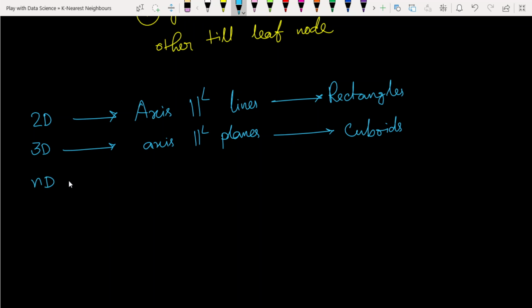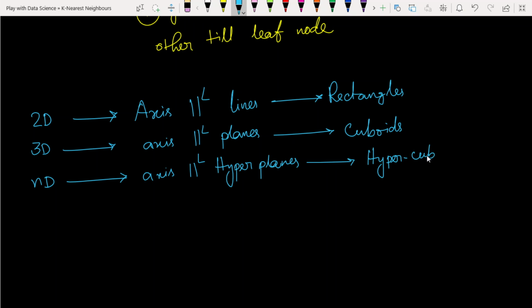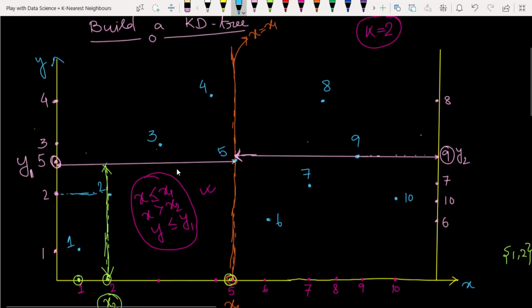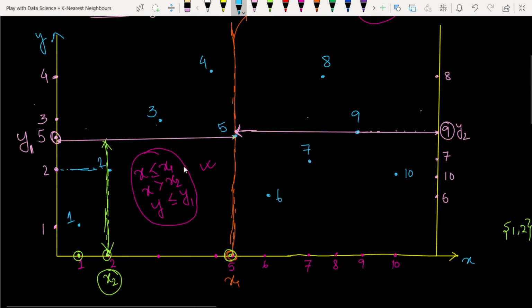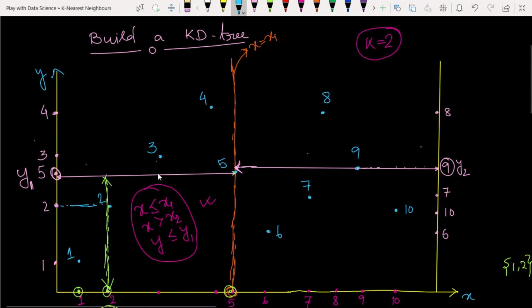And in nD, we use axis parallel hyperplanes to build a hypercuboid. This is the simple structure, a simple extension of the binary tree. I think how this works, how the partitioning is done using a k-dimensional tree, you have understood.